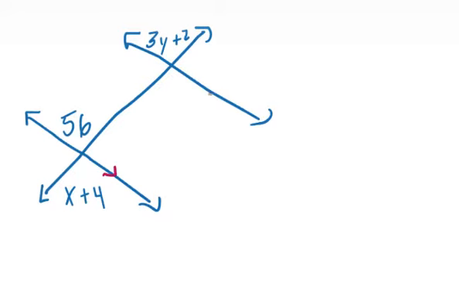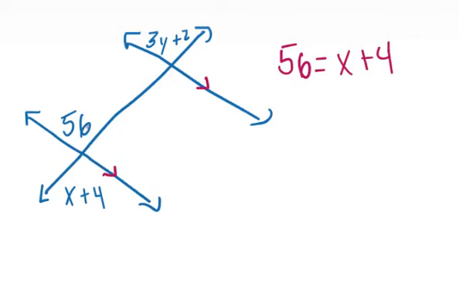I forgot to write that these were parallel. If these were not parallel, I cannot do any of what I'm about to do. First thing we see is that these two are vertical angles. So 56 is equal to x plus 4. So that's one equation we can set up.